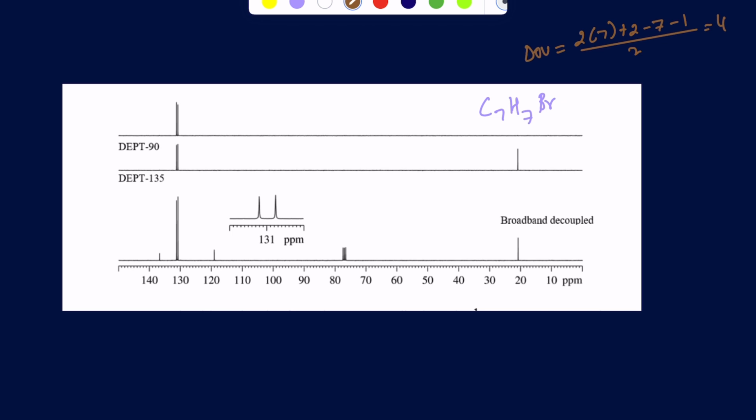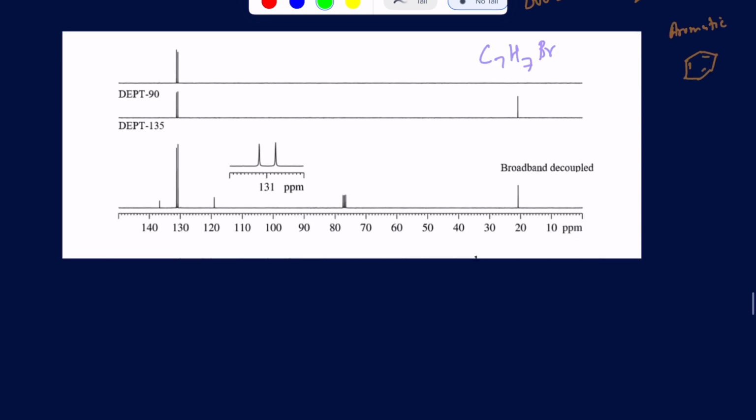A typical DOU of 4 you get when you have an aromatic ring, especially a benzene ring. Because a benzene ring has a DOU of 4, since it's got 3 double bonds and a ring. But just because you get a DOU of 4, or an IHD of 4, that does not necessarily mean you would always have an aromatic. It kind of gives you an idea that you may have an aromatic. So to confirm that you have an aromatic, you may have to look at, let's say, an IR, or you may have to look at the proton NMR or carbon NMR.